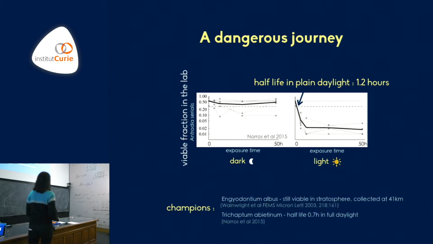These are the champions that I found. It's probably not the best, but some species were found alive at 41 kilometers from ground, so well high in the stratosphere, not even in the atmospheric boundary layer. There are thoughts about a microbiome happening in the troposphere and in the stratosphere, including spores that would metabolize things high up in the atmosphere that would survive for weeks. This is the other one that I found. This guy only lives 0.7 hours in the full daylight.